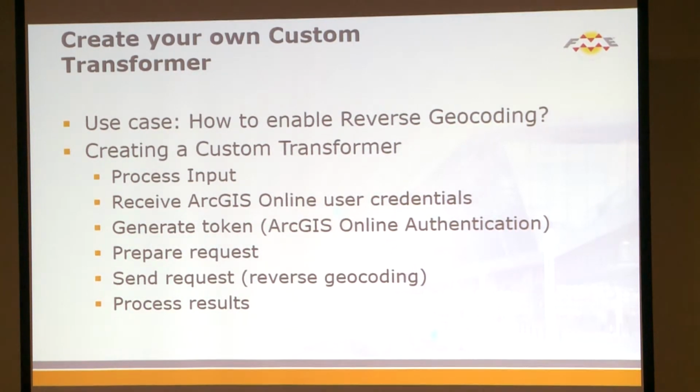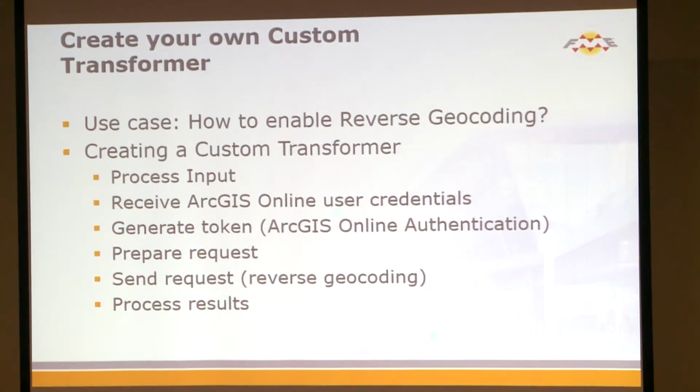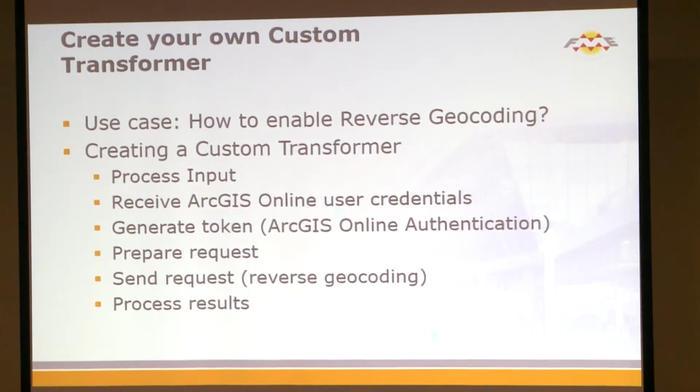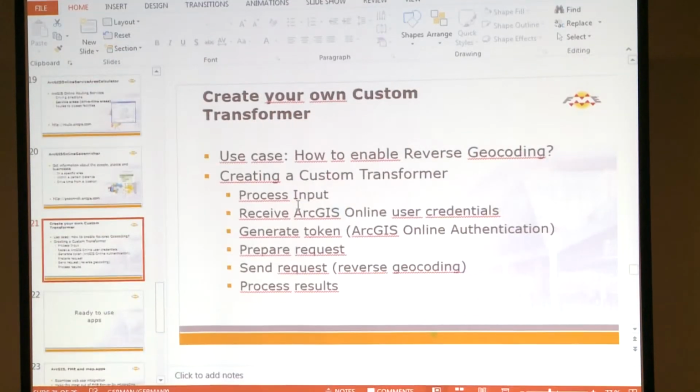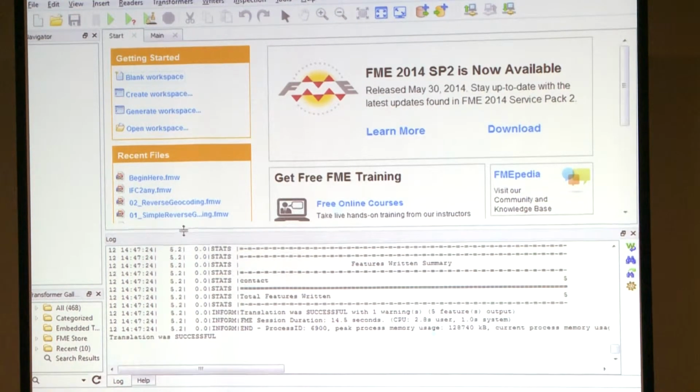Just to give you the main steps of what we have to do: first, of course, processing the input for the custom transformer. Then we have to receive the user's ArcGIS Online credentials. We have to generate a token. We have to prepare our request. We have to send the request, and we have to process the results. So more or less 6 steps. And going over to another demo.